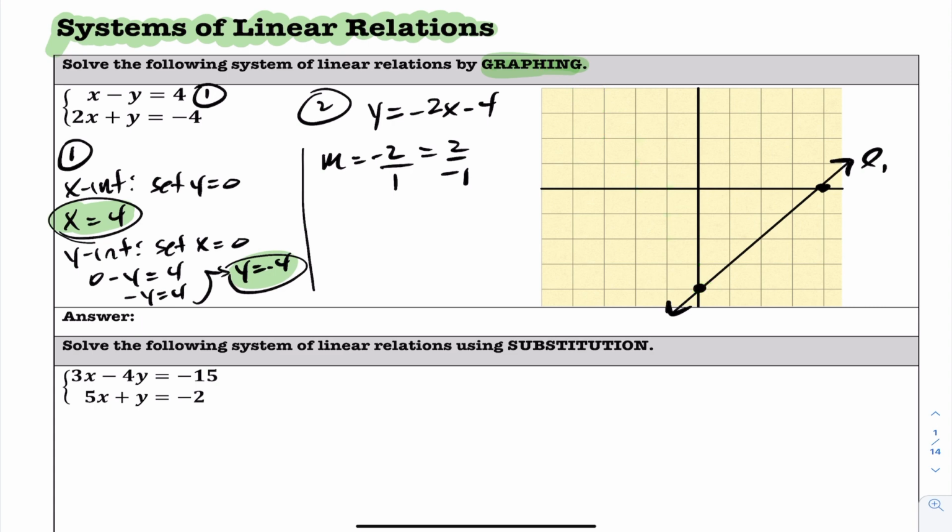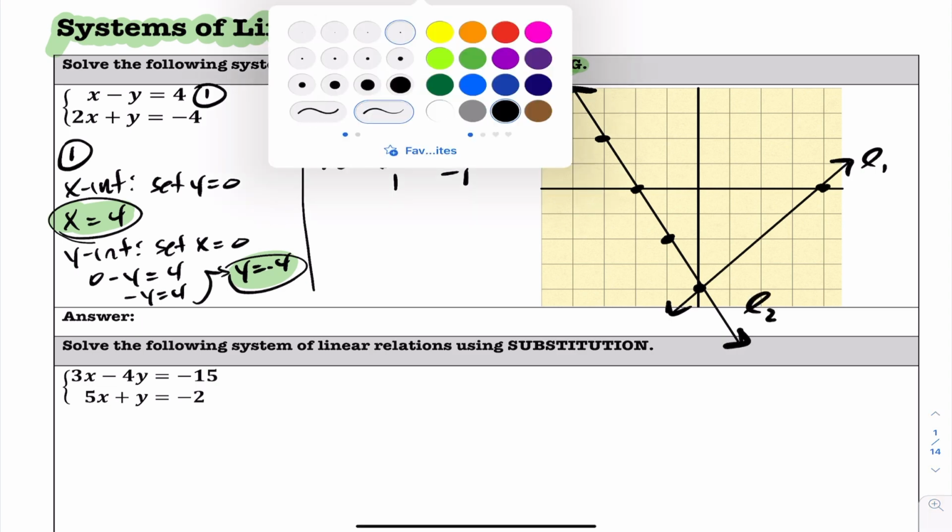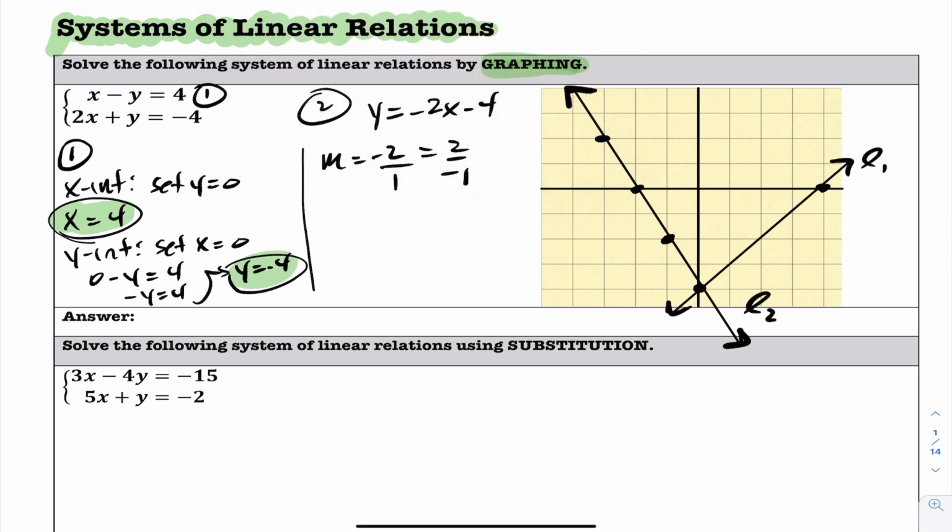Let's go ahead and do that. So up 2 to the left 1, up 2 to the left 1, up 2 to the left 1. You can continue on up 2 to the left 1. So connecting these all up together, we have our second linear equation. I'll label that L2. As we already observed here, we have our point of intersection, and the point of intersection of this line is going to be 0, negative 4.